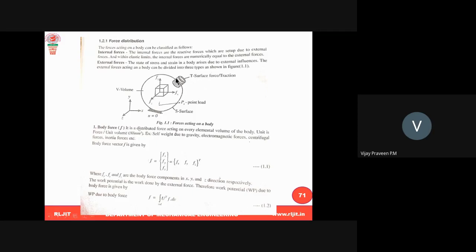Body force is a distributed force acting on every elemental volume of the body. The unit is force per unit volume. This is the force which acts on the entire volume of the body. You can see here Fx, Fy, Fz; these are called body forces. Examples: self-weight due to gravity, electromagnetic force, centrifugal force, inertia force. All these are called body forces, which act on the volume of the body.